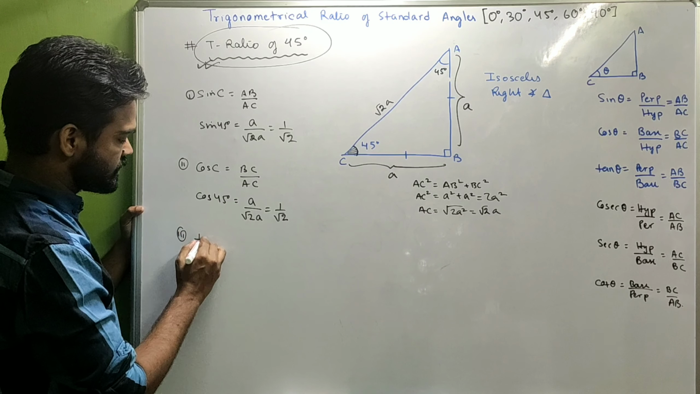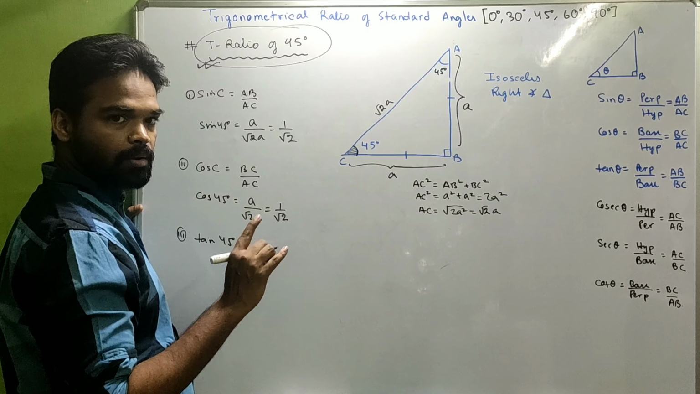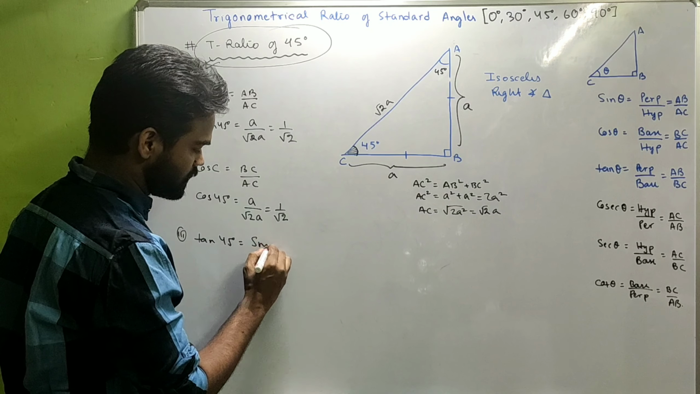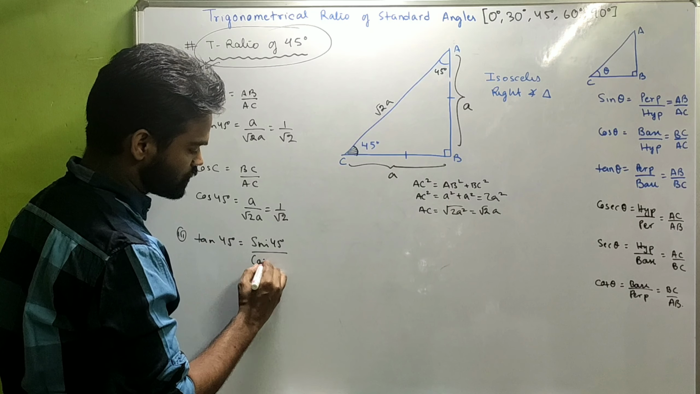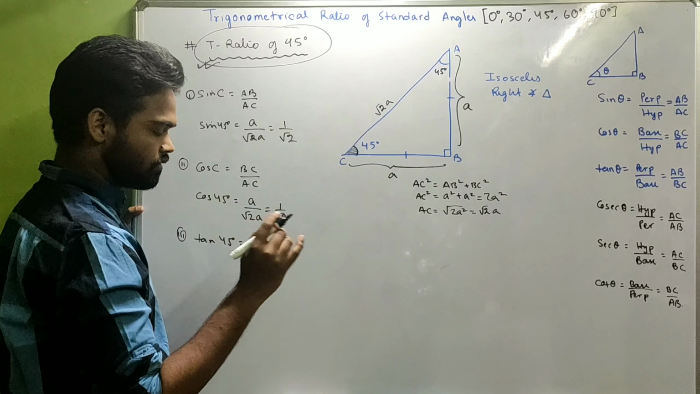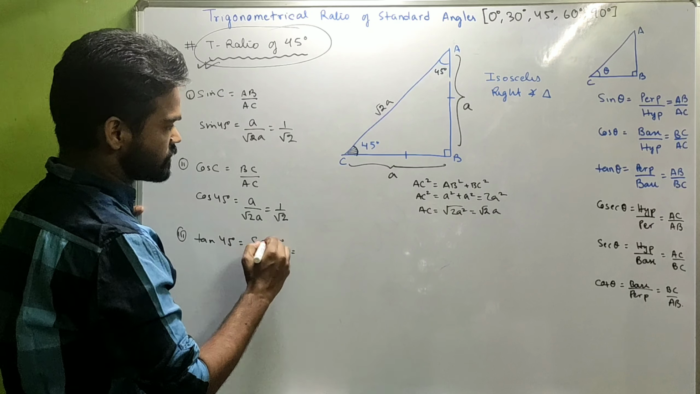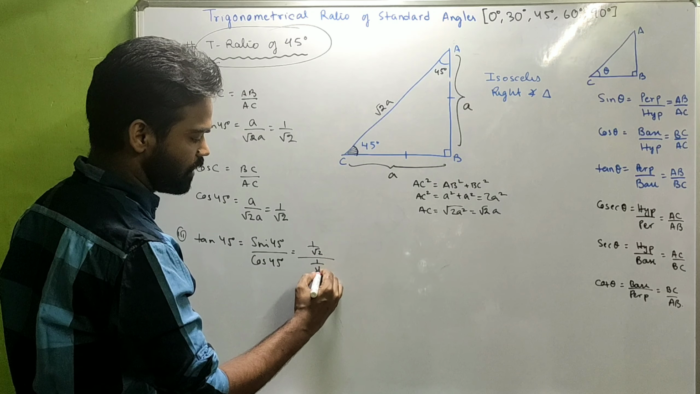We'll find tan 45 degree. Now tan we know by quotient relation, tan is sine theta by cos theta, or you can do it by the triangle method also, perpendicular by base. But I'm doing it like this. So sine 45 was 1 by root 2 divided by 1 by root 2.